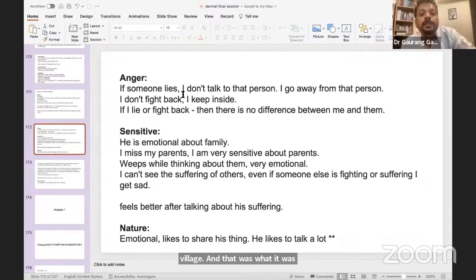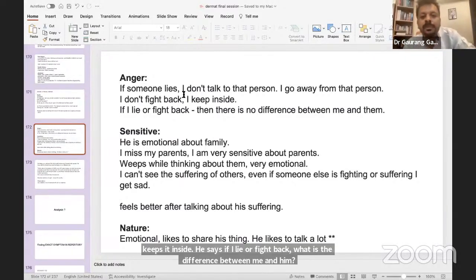A lot of anger if someone lies to him, that can affect him a lot. He doesn't want to talk to that person. He wants to go away from that person. He doesn't want to fight back. He wants to go into a kind of shell. He keeps it inside him. He says, if I lie or fight back, what is the difference between me and him? So there's a lot of you versus me versus him.